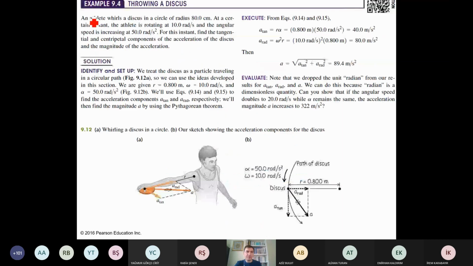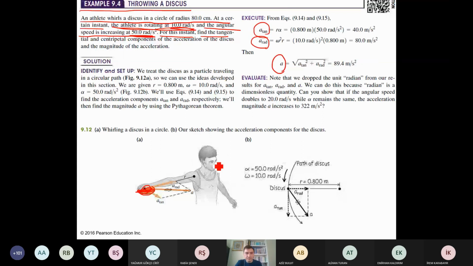So now let me continue with two examples and then I will finish my lecture. This is example 9.4, whirling a discus. An athlete whirls a discus in a circle of radius 80 centimeters. At a certain instant, the athlete is rotating at 10 radians per second, and the angular speed is increasing at 50 radians per square second. This is angular speed, and this is the angular acceleration. For this instant, find the tangential and centripetal components of the acceleration of the discus and the magnitude of the acceleration. So tangential acceleration is asked, radial acceleration is asked, and also magnitude of the acceleration is asked.